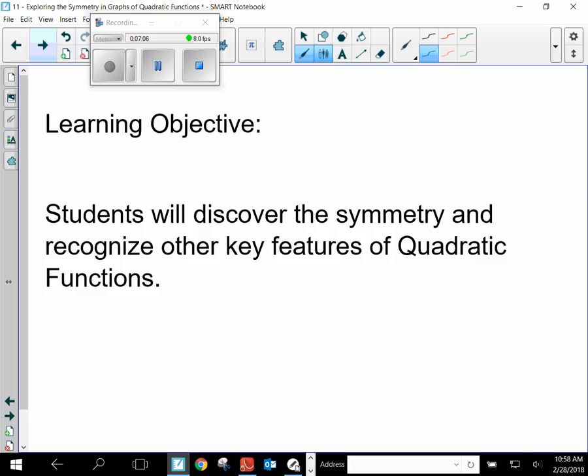So what are we doing today? We are going to learn about quadratic functions, specifically the symmetry that goes along with them, along with some other key features. All right.